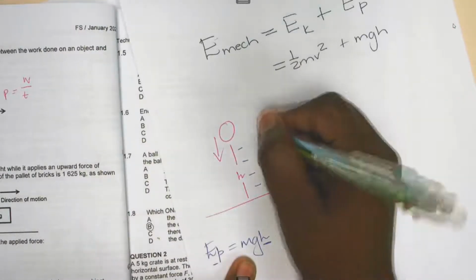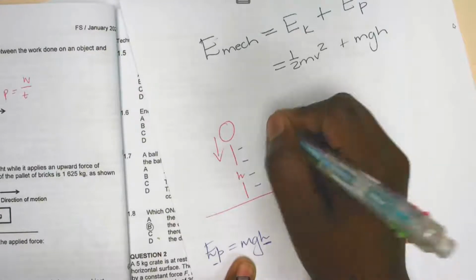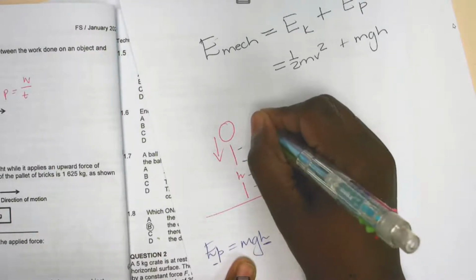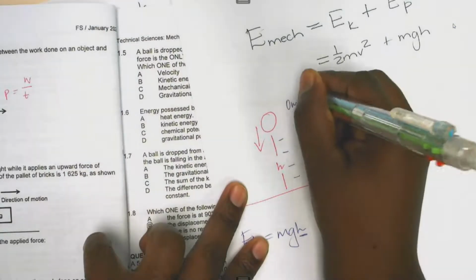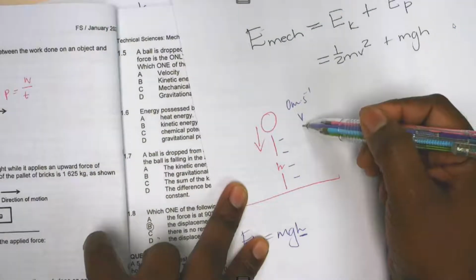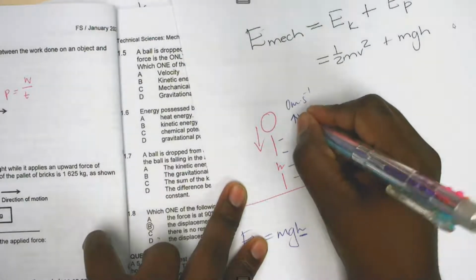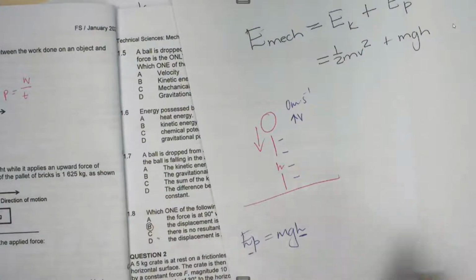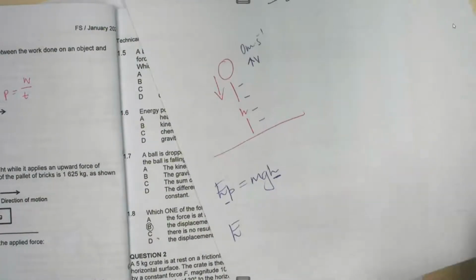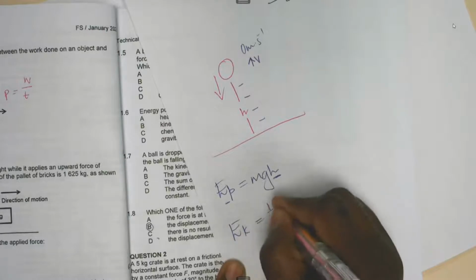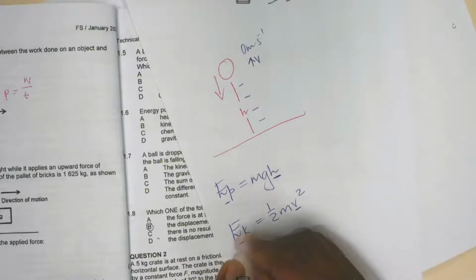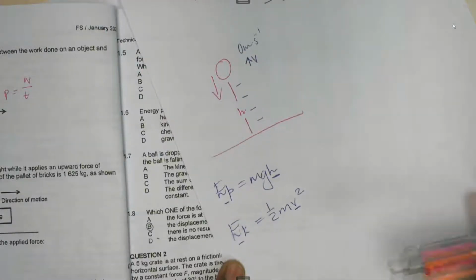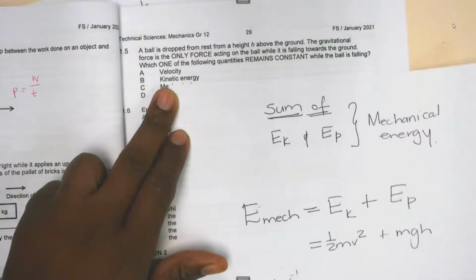Secondly, as it is going down, the velocity is changing. Here they say it is dropped from rest. So it starts with a zero velocity. Then it starts to move. As it is going down, we can see that v is increasing. So from this formula, EK is equal to half mv squared. If this v changes, it means EK is changing. Therefore, kinetic energy is not constant.